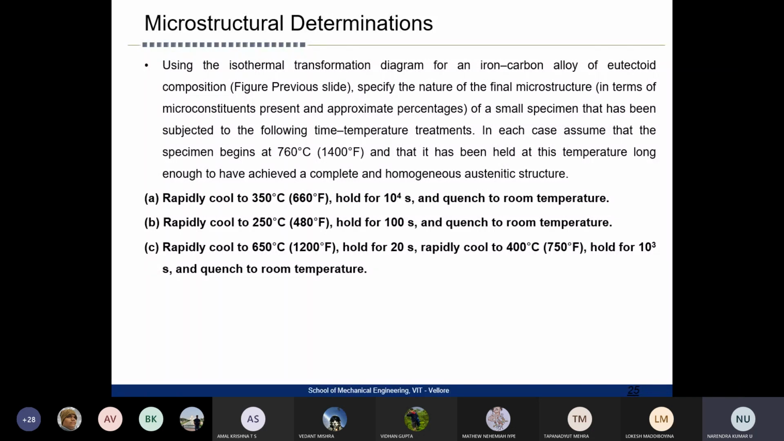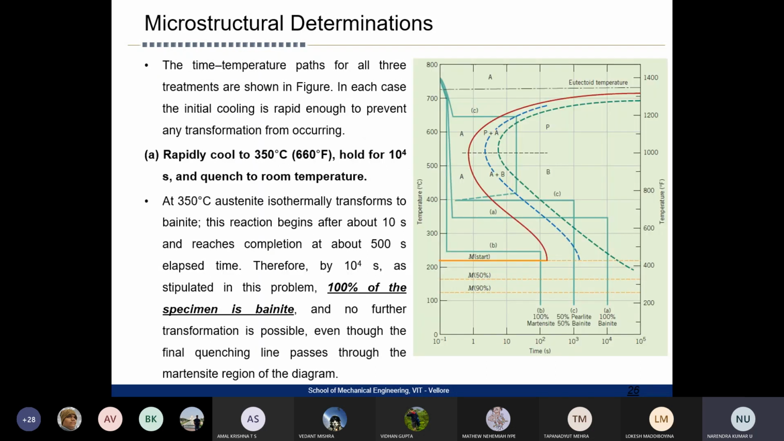And for the third one, take the sample from 727 degrees Celsius and quench it to 650 degrees Celsius. At 650, keep it only for 20 seconds. From there, immediately put it in 400 degrees Celsius and keep it for 10 power 3 seconds. After 10 power 3 seconds, you quench it to room temperature. What will be the end microstructure you will get?